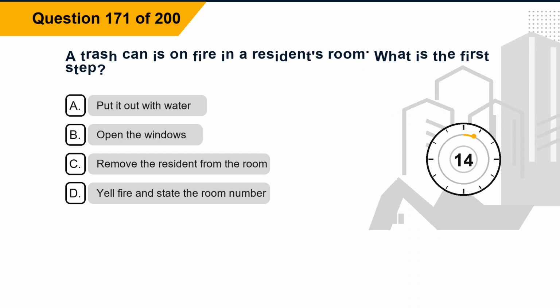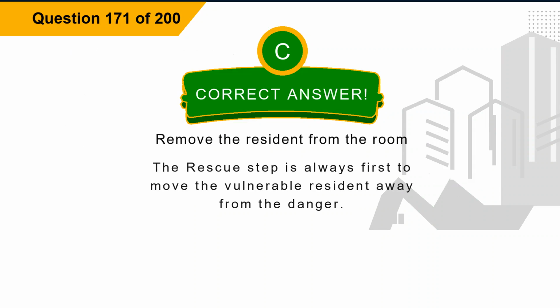Question 171. A trash can is on fire in a resident's room. What is the first step? Option A. Put it out with water. Option B. Open the windows. Option C. Remove the resident from the room. Option D. Yell fire and state the room number. The correct answer is option C. Remove the resident from the room. Explanation. The rescue step is always first to move the vulnerable resident away from the danger.